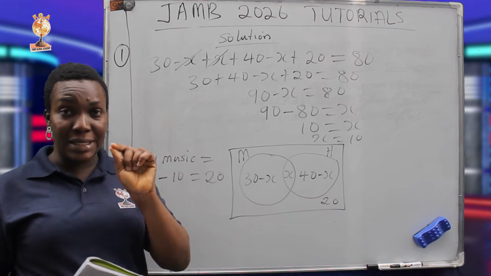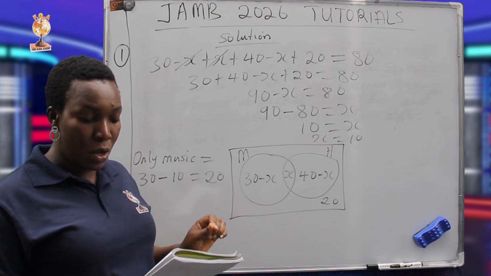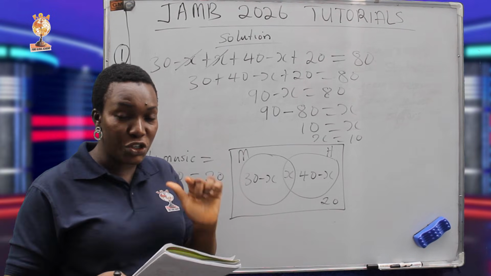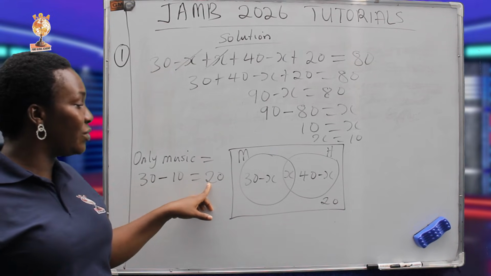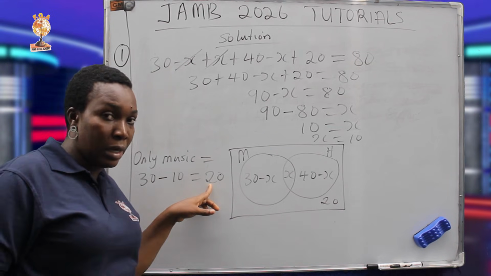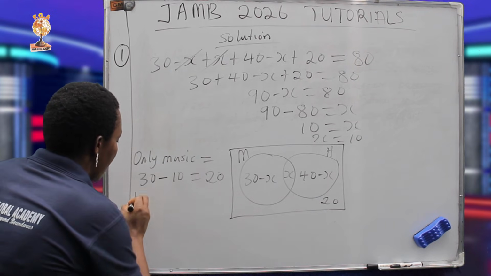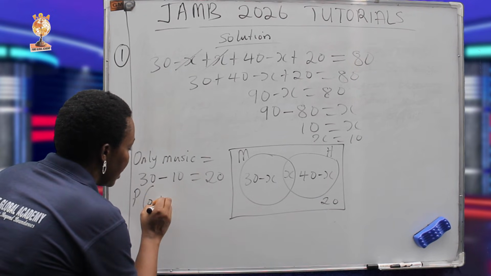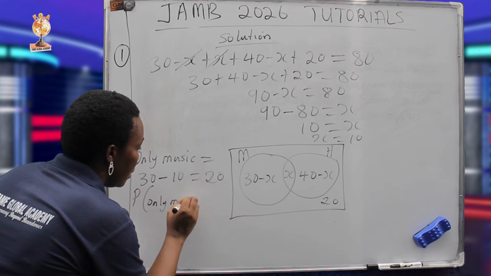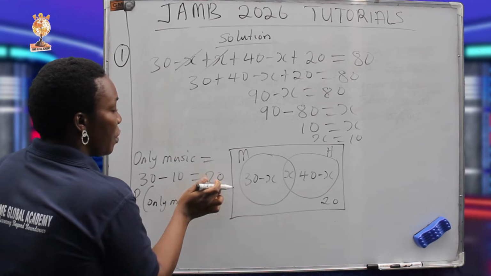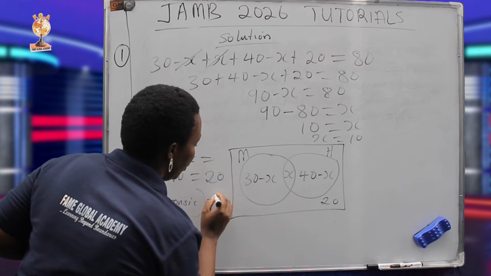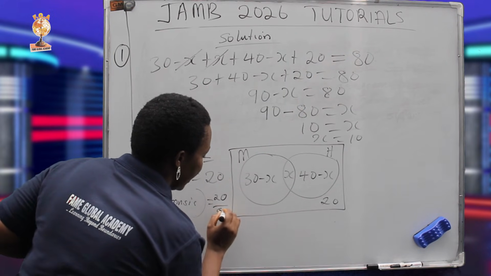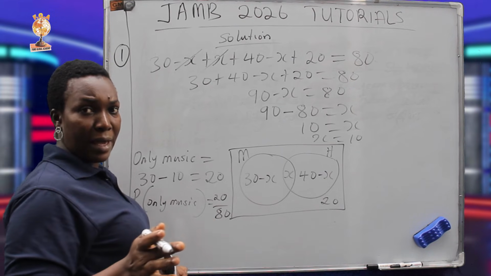If a student is picked at random, what is the probability that he or she offers only music? So we have gotten the number of students that offer only music. So the probability of only music is equal to what? The probability of music divided by the total number of students, which is 20 over 80. I believe we are together.